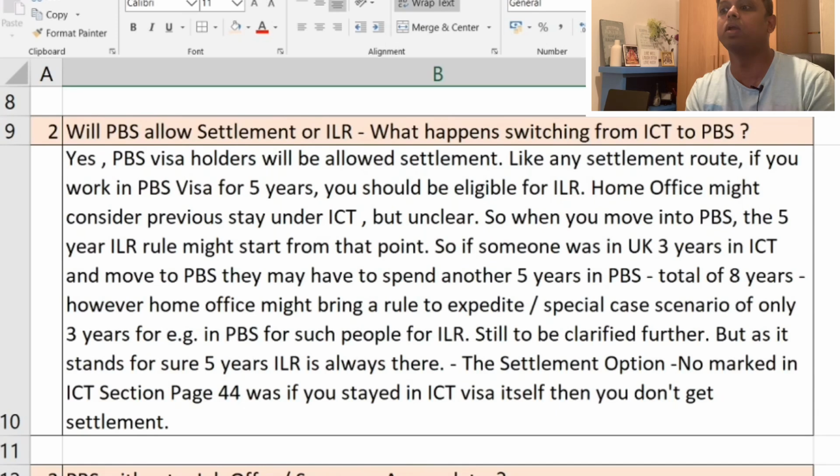So for example, if you're in the UK for 3 years in ICT and then you move into PBS, you will have to spend a total of 8 years. The 5 years will start only from the time that you moved into PBS. But they might bring in an expedited special case scenario for people who've already spent 4-5 years in the UK and are switching, because that means they're going to spend nearly 10 years, and the 10-year long-term settlement visa is another option for ILR. So there might be a special case consideration. As of now, it's not there.